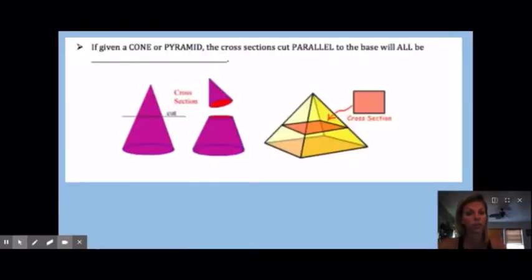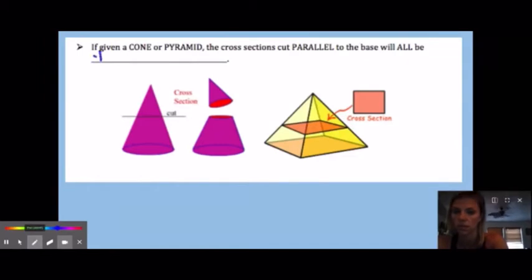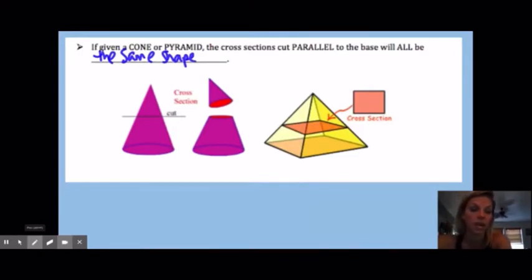So if you're given a cone or a pyramid, the cross sections cut parallel to the base will all be the same shape, but not the same size. They will be similar.